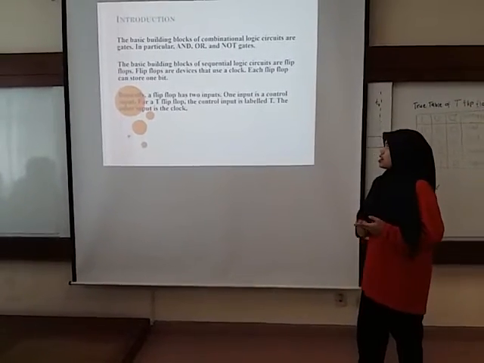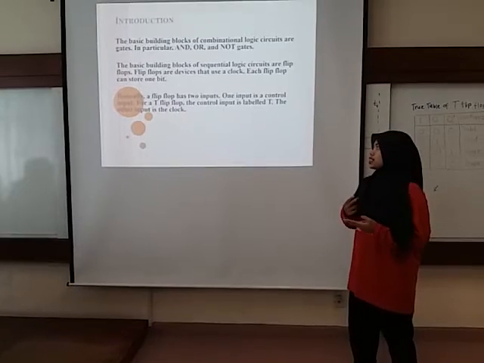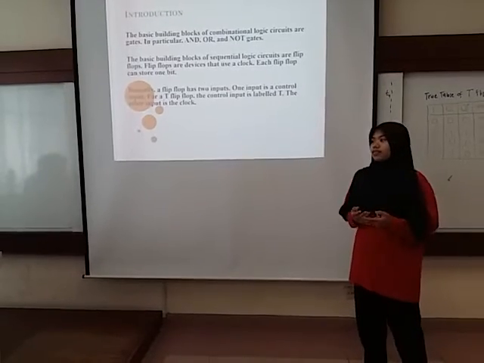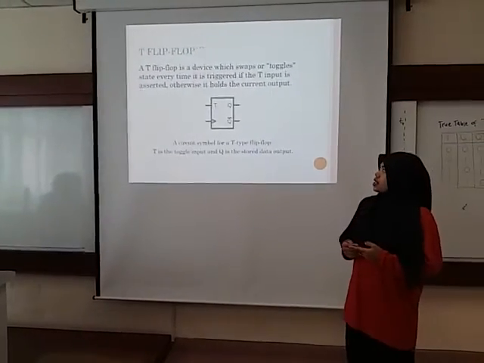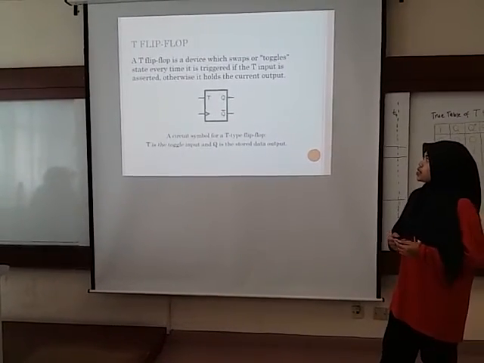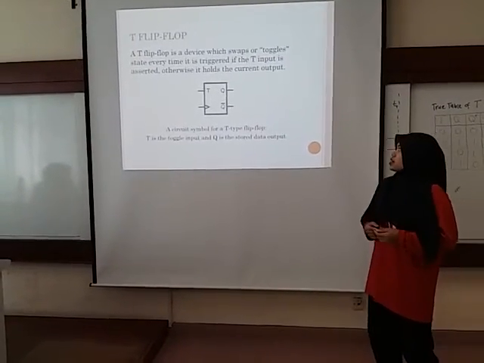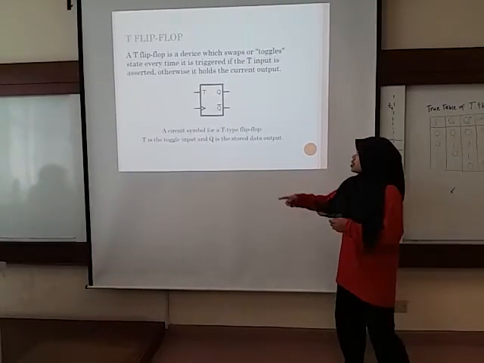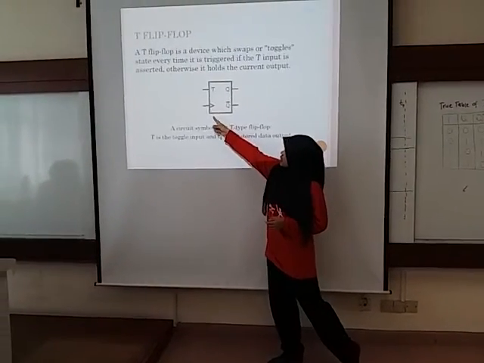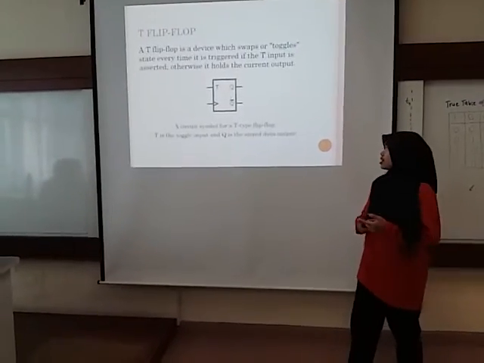Basically, a flip-flop has two inputs. One input is a control input; for a T flip-flop, the control input is T, and the other input is the clock. A T flip-flop is a device which toggles state every time it is triggered if the T input is excited. Otherwise, it holds the current output. This is the symbol for the T flip-flop, and below the T is the clock. T is the toggle input, and Q is the stored data output.